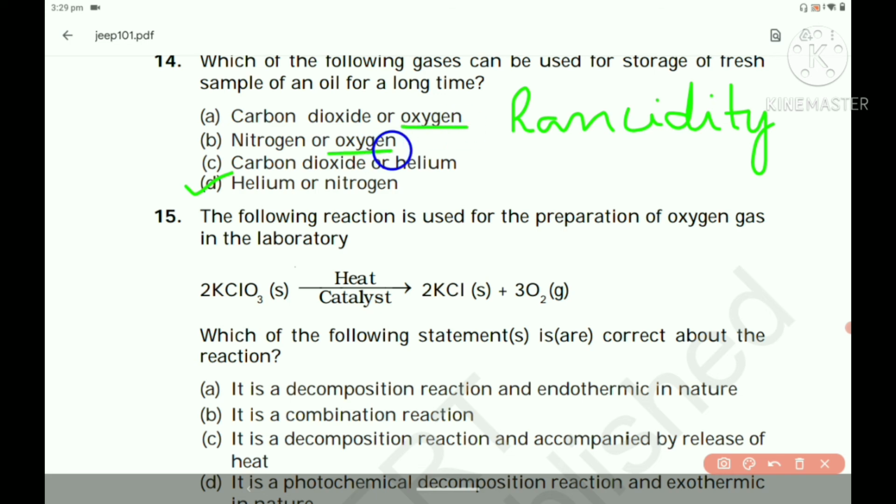Oxygen and all you can't use, right? It will get oxidized. Carbon dioxide you can't use either. So it's helium and nitrogen. Not only that, by elimination, if you have read the lines clearly, you'll get to know it's helium and nitrogen.